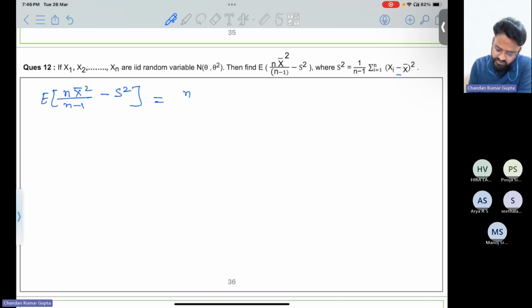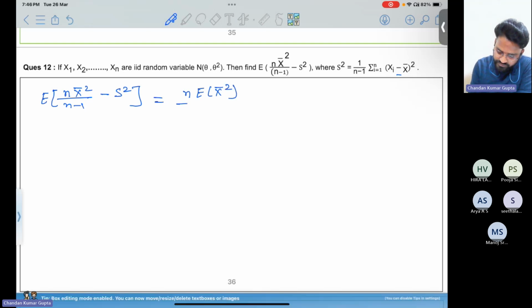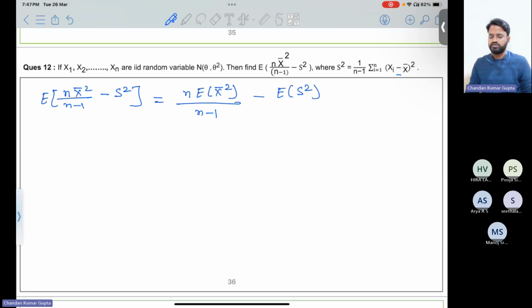That means we need to calculate n expectation of x bar square upon n minus 1 minus expectation of S square. Although we may know this capital S square is an unbiased estimate of sigma square. Okay. So that means it is sigma square, but we will check the expectation of x bar square. Okay. We are given n samples.